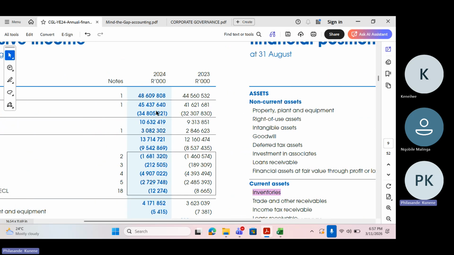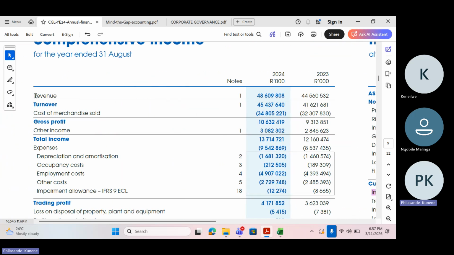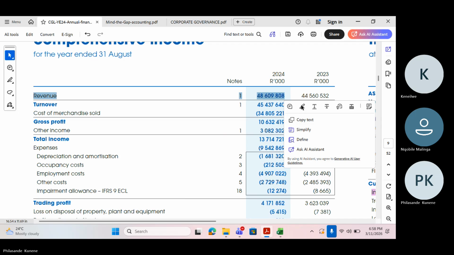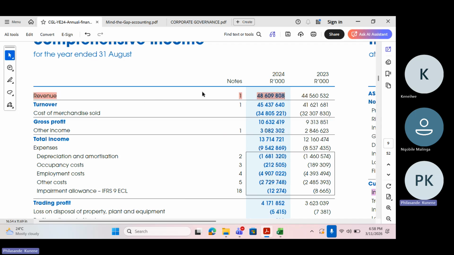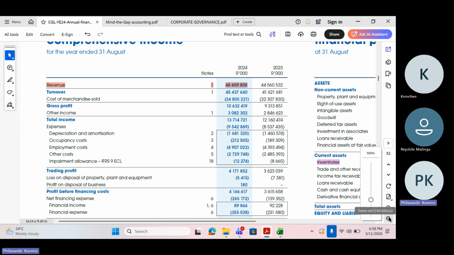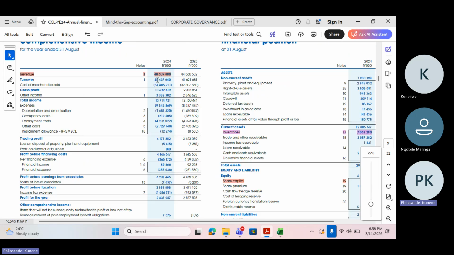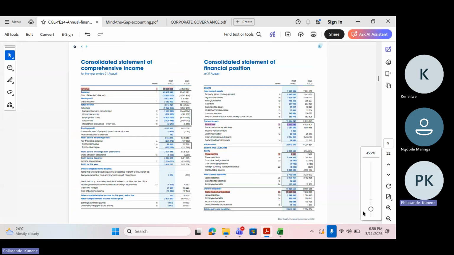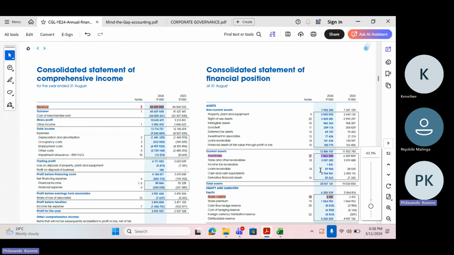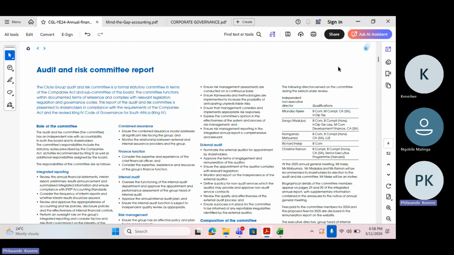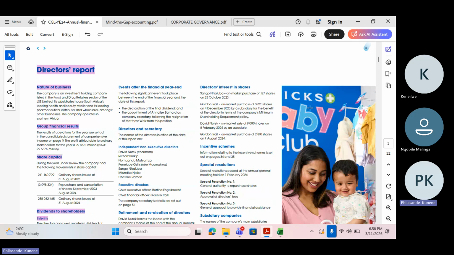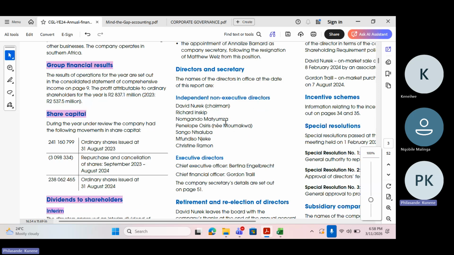They will tell me that they made a revenue. You see here, how much is the revenue? It's 48 million. If we go to the director's report now and see whether whatever revenue they talk about there will agree to this one, it's something that we're definitely going to check as auditors. Okay, let's go and see the director's report. You see, there will be numbers there. They will state some numbers on the director's report.